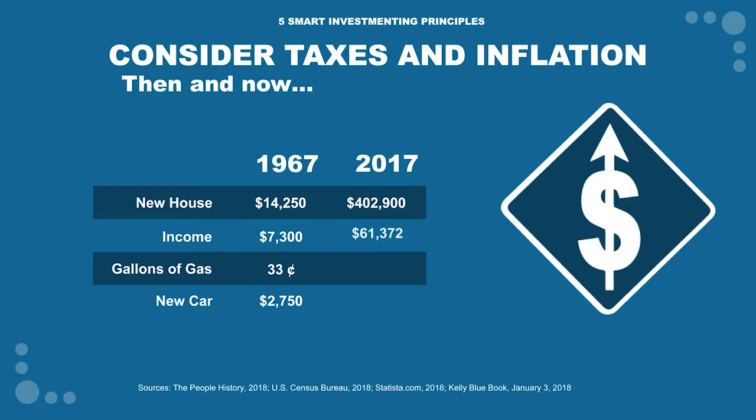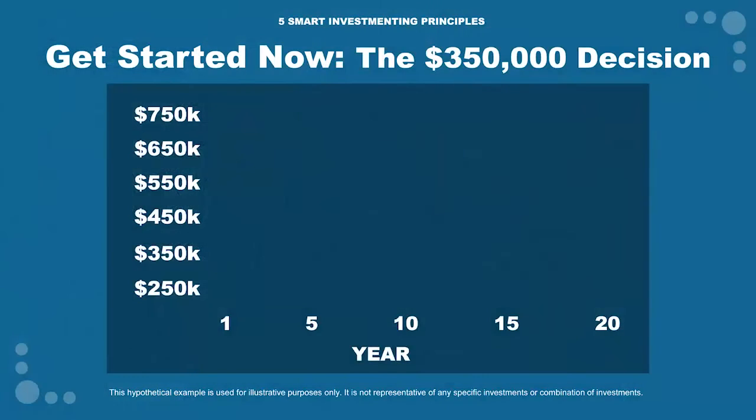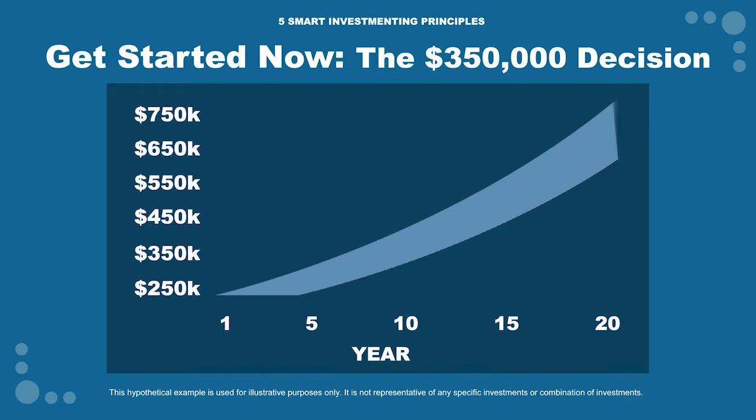In 2017, the average price of a new home was just under $403,000. The median household income was just over $61,000 per year. The average price for a gallon of gas was $2.42, and the average price of a new car was $36,000, just over that. Our last investment principle is get started now. Procrastination can be costly. For example, if you were to deposit $250,000 in an account earning 6%, at the end of 20 years, your account would have been worth just over $800,000.